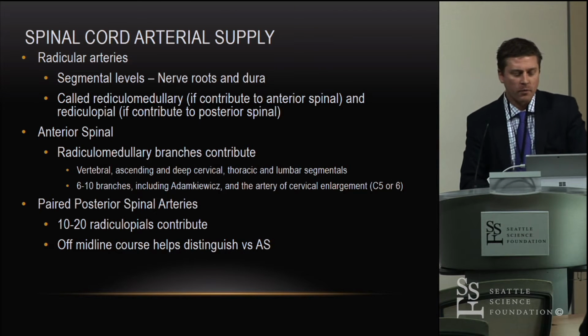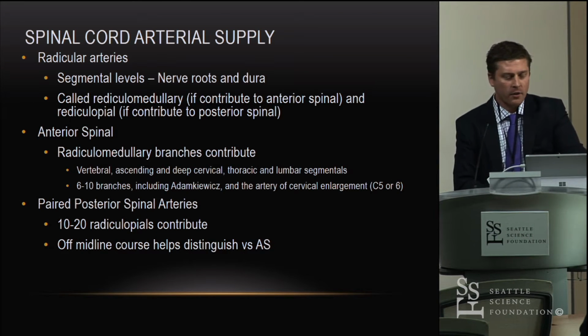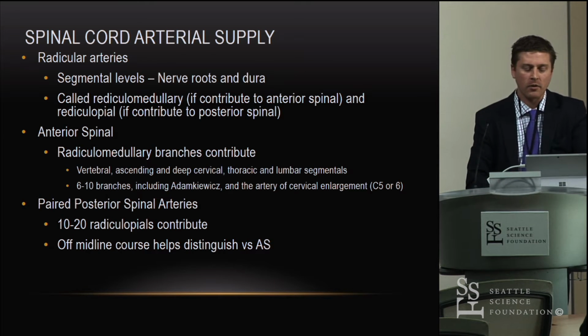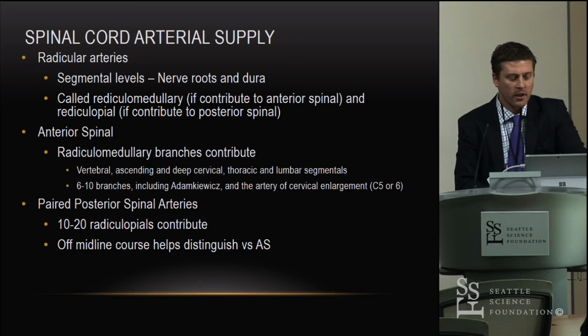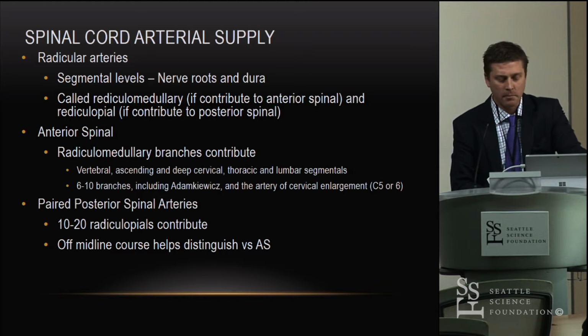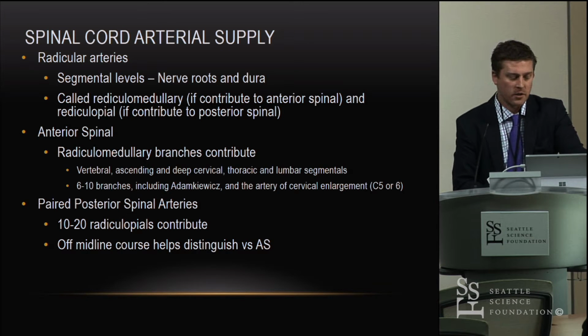So what we have with the arterial supply, we have radicular arteries. They're the segmental levels that go across the nerve roots and dura. They're called radiculomedullary if they go to the anterior spinal, and radiculopial if they go to the posterior spinal. If you remember one slide from this talk, this is probably the slide to remember. The anterior spinal artery comes from the radiculomedullary branches, from the vertebral artery, the ascending and deep cervical in the cervical region, and the thoracic and lumbar segmentals all contribute to the anterior spinal.